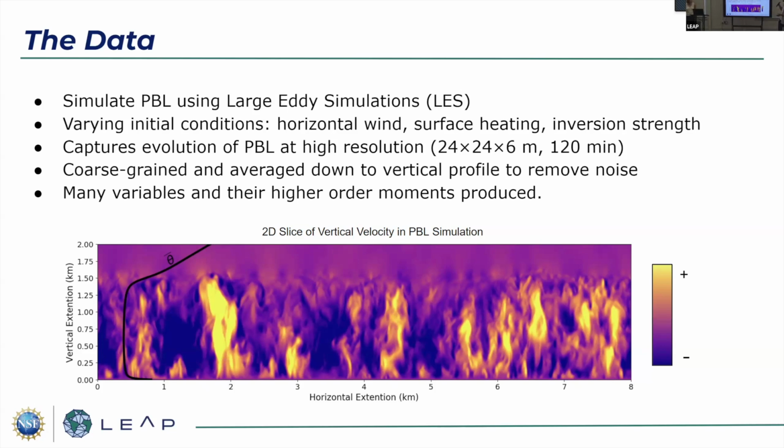So in order to deal with this, we coarse grain our data and average it down to a vertical profile, which is that black line right there. Now the dimensions that we're working with are the height in the planetary boundary layer and the time evolution. But we still get a ton of variables, and we get to investigate their higher order moments.